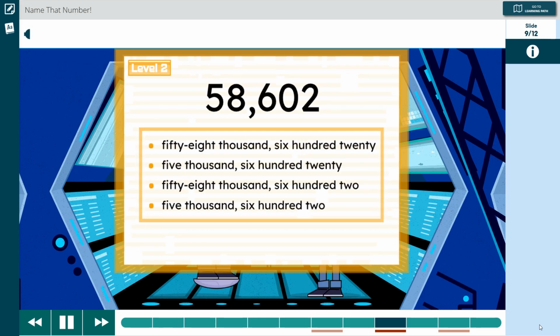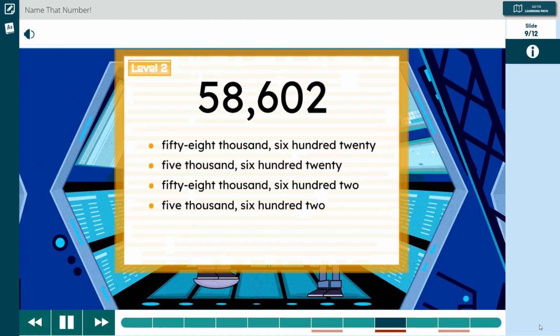For this one, we need to choose the word form that matches the standard form of this number. It is easy to read the number in standard form if we pay attention to the comma and the periods before and after it. This shows 58,602. Nice reading.